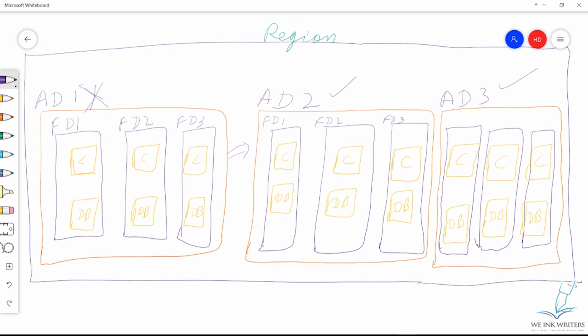And we will be seeing about ADs, FDs, compute services, database services, security services, identity service, and there are six services in total, and we will be seeing about each and everything in detail.